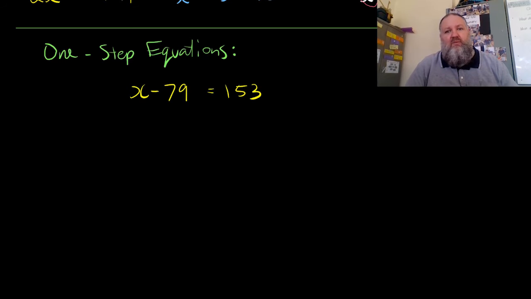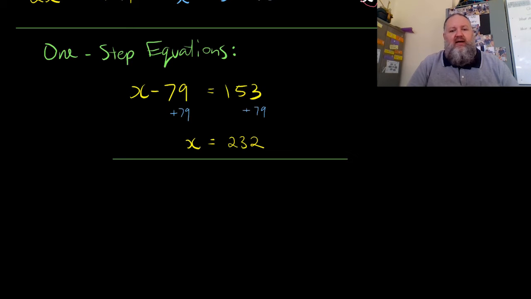No, it's not. What's happening to the unknown? Well, we're taking away 79. So in order to get x by itself, we have to do the reverse of what's happening to it right now. So how do we get rid of minus 79? Well, we add 79 to both sides. And when we add 79 to both sides, we'll get our answer for what x is.